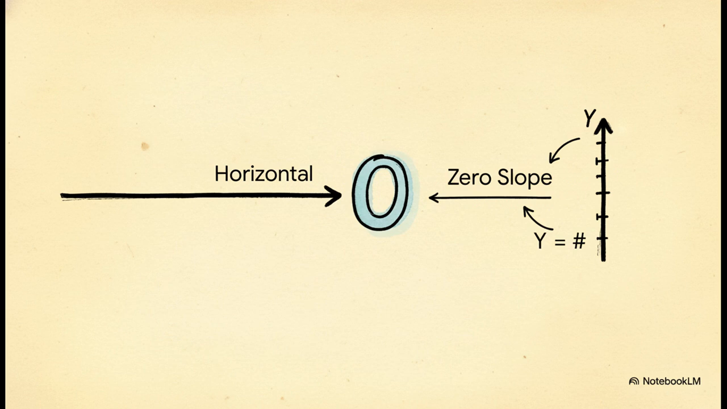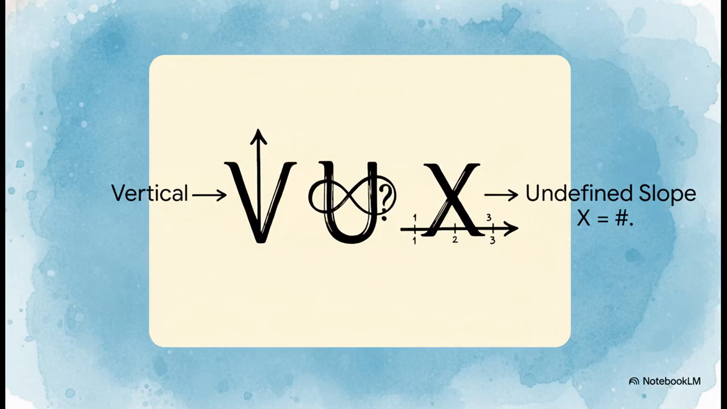HOI, it's that simple. And now for the other side of our secret weapon, VUX. You can probably guess what's coming. The V is for vertical lines. The U tells us they have an undefined slope. And the X tells us their equation is always x equals some number. Vertical, undefined slope, x equals. VUX. And that's it. That's the whole cheat code right there.